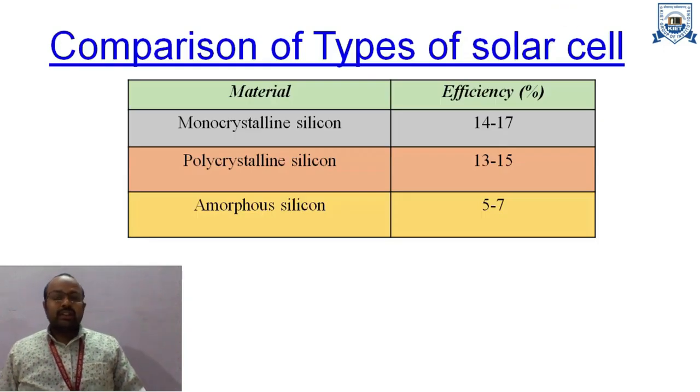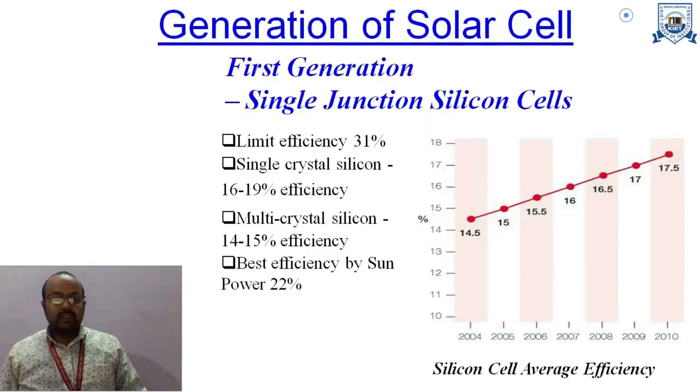This is a comparison of the different types of solar cells. According to this, we can clearly see the efficiency differences between the different types of silicon solar cells. Monocrystalline has the highest, 14 to 17%. Polycrystalline silicon solar cell is 13 to 15%. Amorphous silicon cell is 5 to 7%.